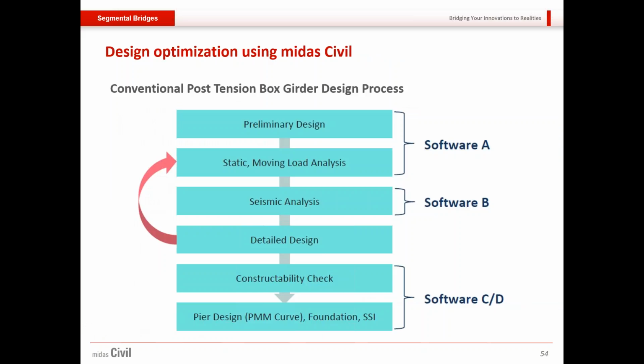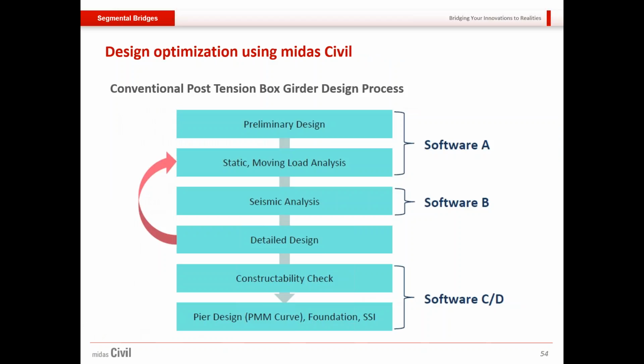Okay, now until now was the designing. We can do the design, right? But whether it is over conservative, whether it is unsafe, we need to optimize it to the point, because these projects are very costly. So for a typical post-tension box girder design process, it is something like your preliminary design and static loads, moving loads would be done in certain package.